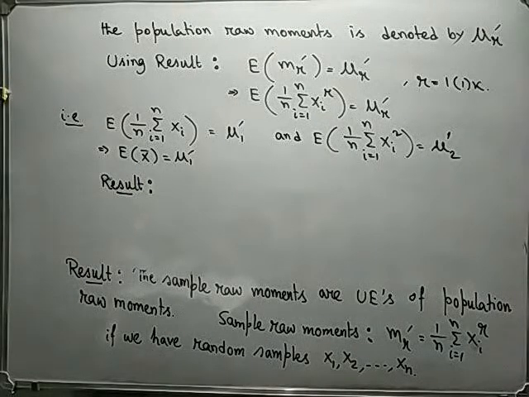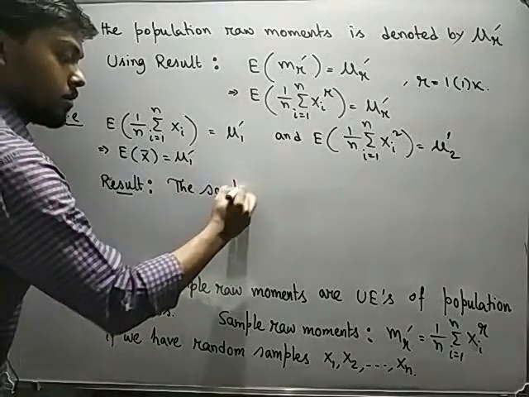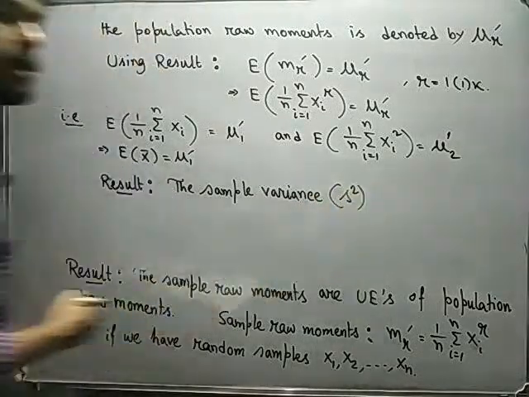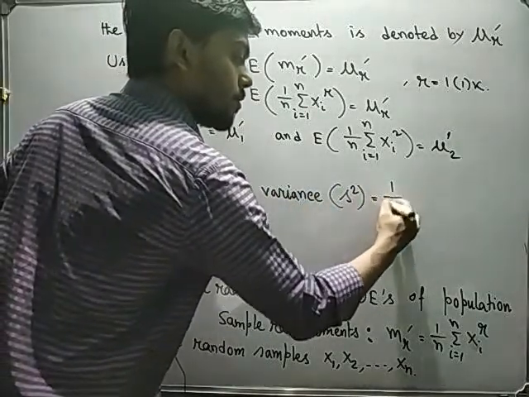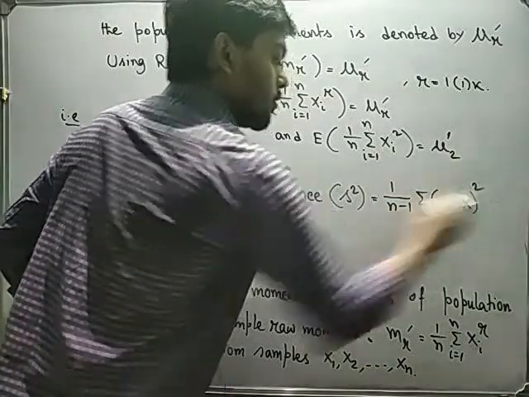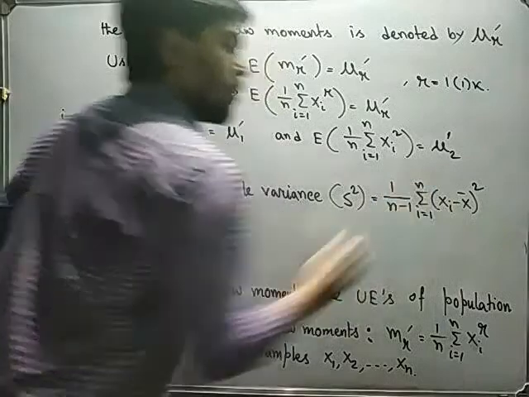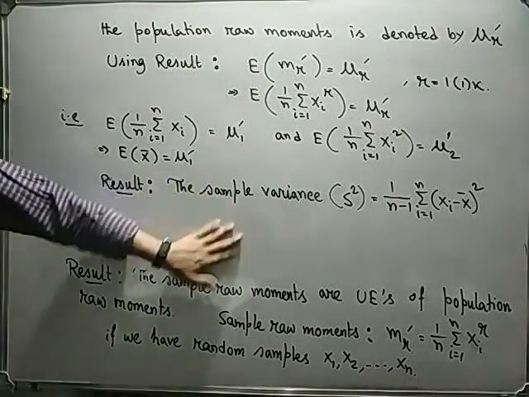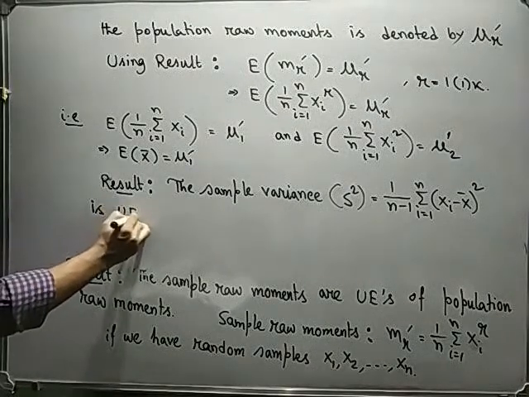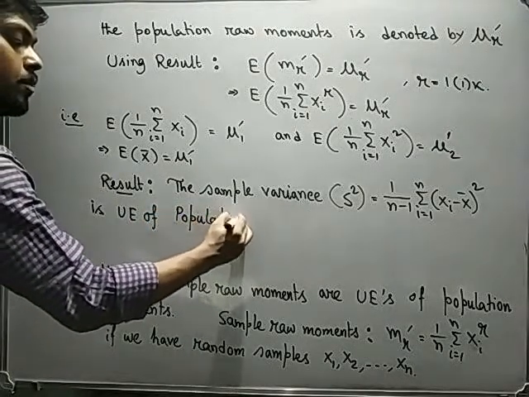So let's go to the next result. The next result is basically the sample variance, which is, let's say, small a square, and can be defined as 1 by n minus 1 summation of (x minus x bar) square. Let's define this by capital A square. This is called the sample variance. The sample variance is an unbiased estimator of the population variance.